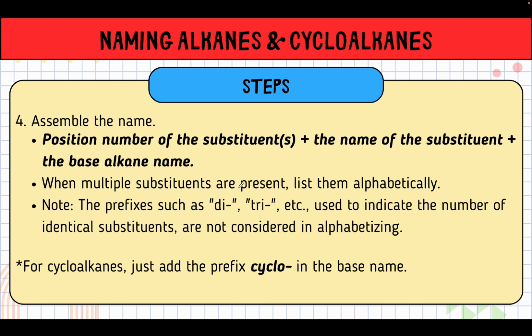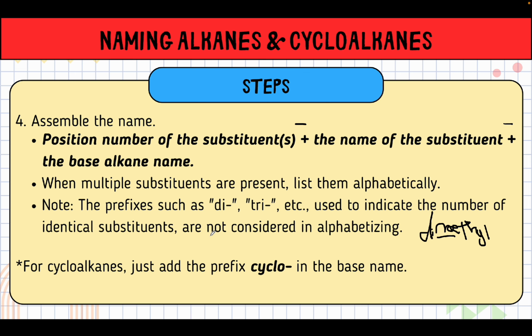Lastly, assemble the name. The formula of the name would be the position number of the substituent, followed by dash, then add the name of the substituent, dash, and then the alkane name. Now, when you have multiple substituents, you list them alphabetically. Okay, so the prefixes such as di, tri, tetra, etc. that are used to indicate the number of identical substituents, they are not considered in alphabetizing. For example, if you have 2-methyl, so we write dimethyl. So we only consider letter M.